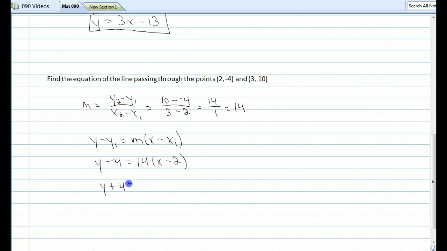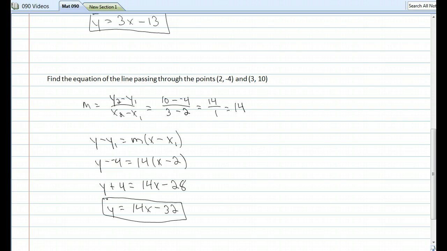Y plus 4 is what the left side turns into. If we distribute the 14 through the parentheses, we get 14x minus 2 times 14, which is 28. Now getting y by itself just means subtracting 4 from both sides. And if we subtract 4 from both sides of this equation, the right side ends up being 14x minus 32.